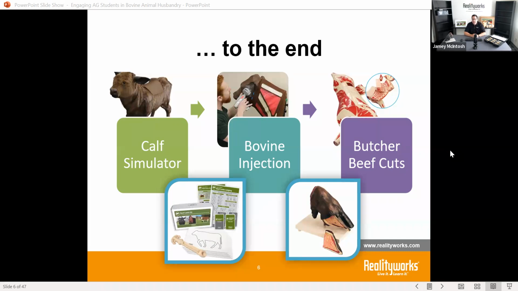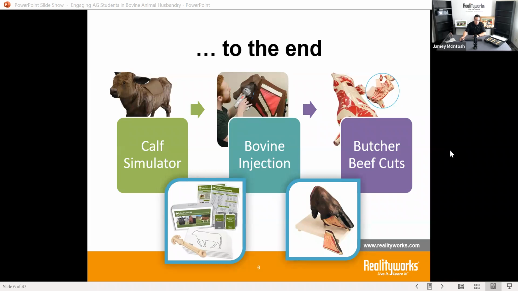Is it going to be for production and meat? Is it going to be for dairy? What type of opportunities do you have towards the end of using that animal for business, for entrepreneurship, for the things that you need?